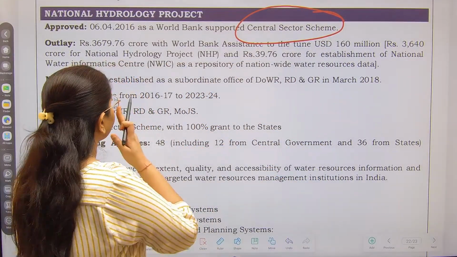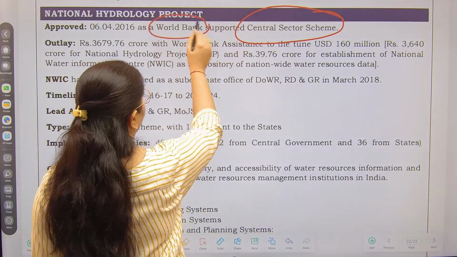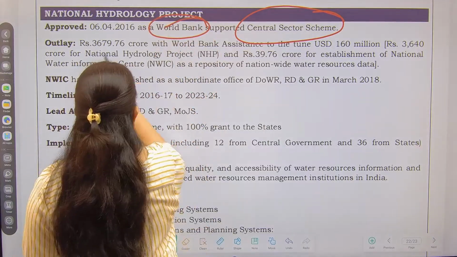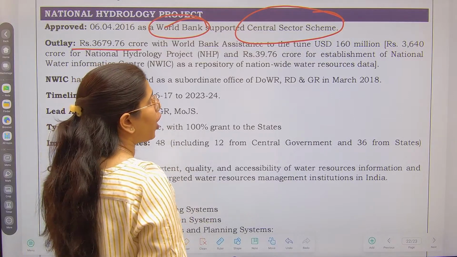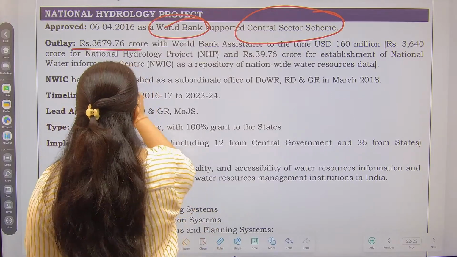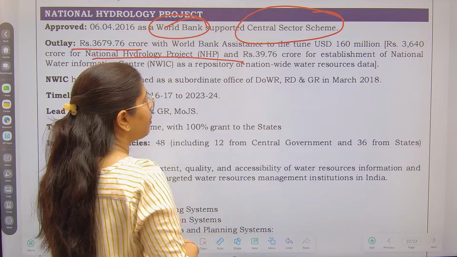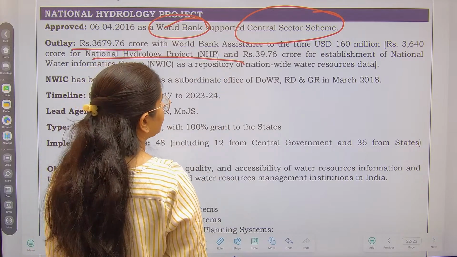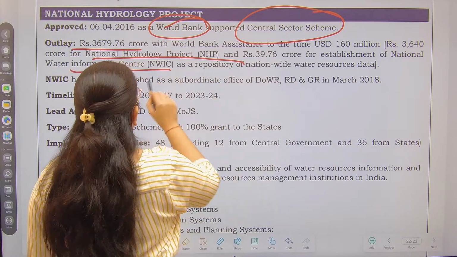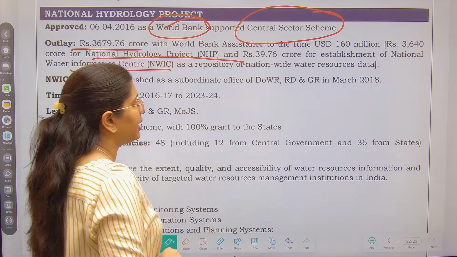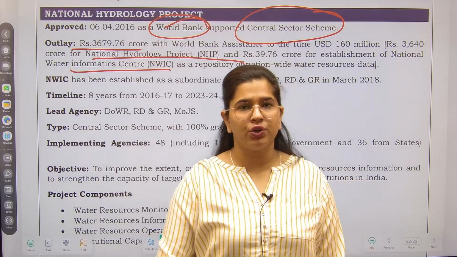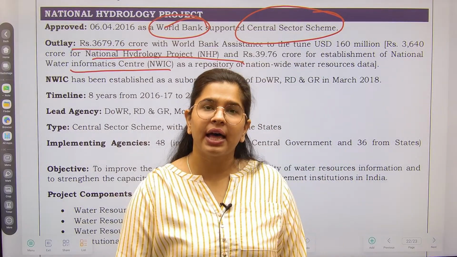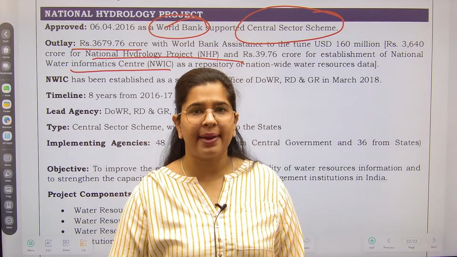Next thing is, has been supported by World Bank. So 3,000 crores with World Bank assistance to the tune of 3,640 crores for National Hydrology Project, and the remaining 39 crores for establishment of National Water Informatics Center. We want to create a database on water use and water efficiency, so that actual policy can be taken up.